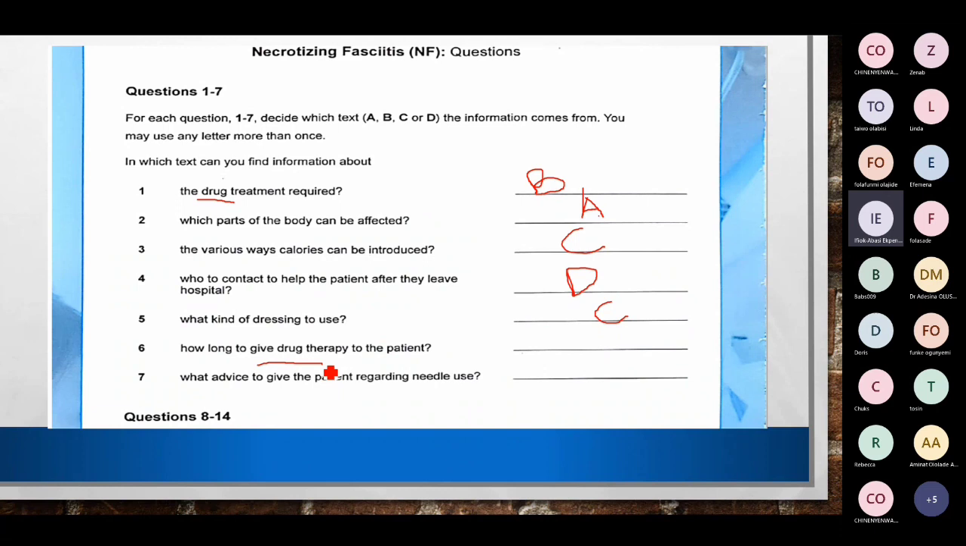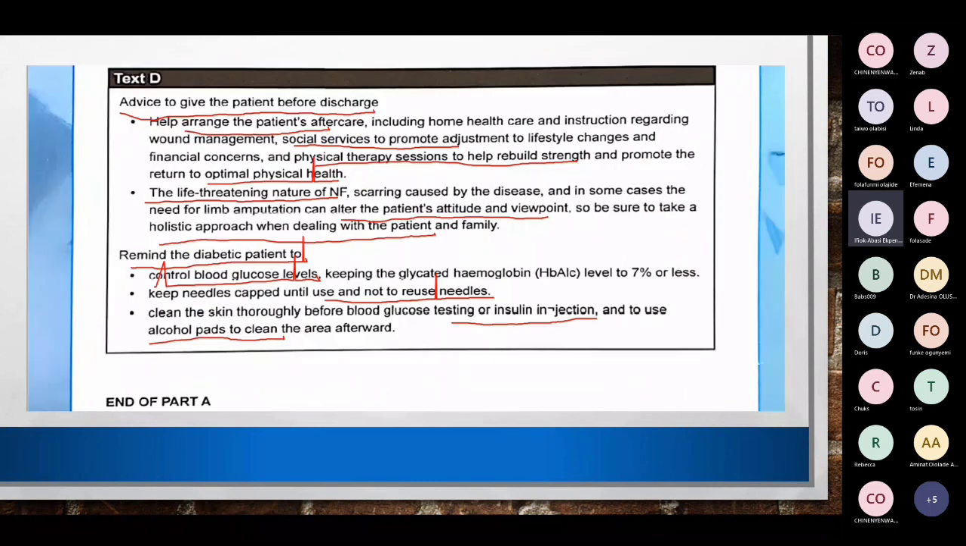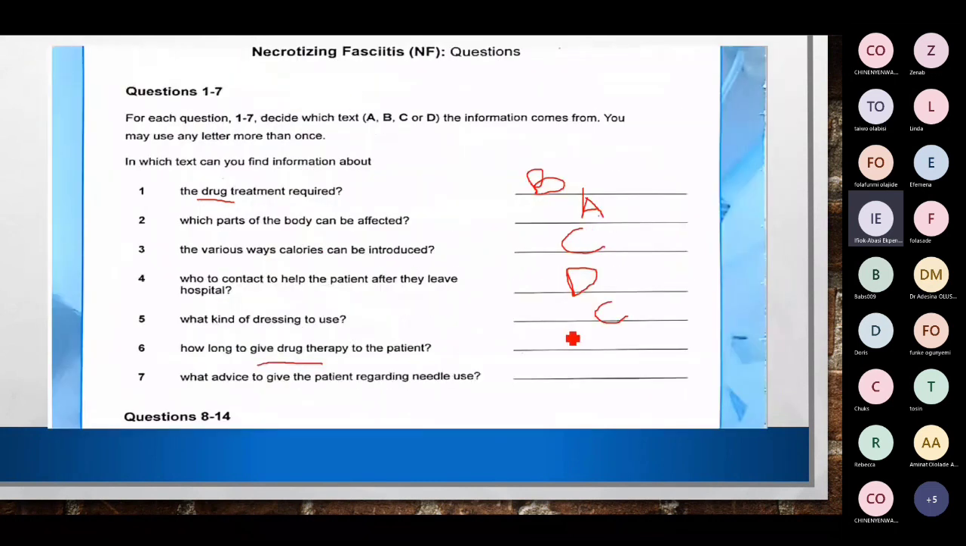So let's go back now and check. Coming back here, you can see again: antibiotic treatment for NF. So the answer is B, telling us that we were correct with our number 1 answer.